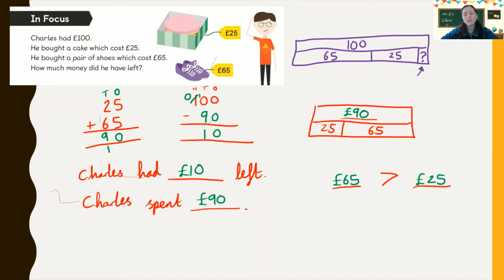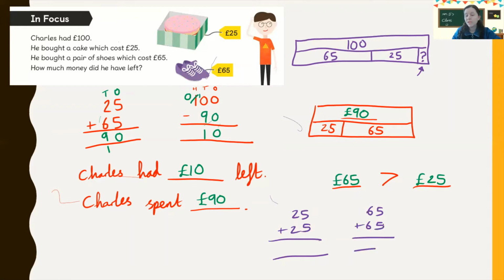It would also be great if you could explore, for example, how much 2 cakes would cost, how much 2 pairs of shoes would cost, maybe 4 cakes, maybe 2 cakes and a pair of shoes. You could do lots of different things with this problem. For example, if we look at our earlier addition, we know that 1 cake and 1 pair of shoes is 90. But what if we did 2 cakes or 2 pairs of shoes?